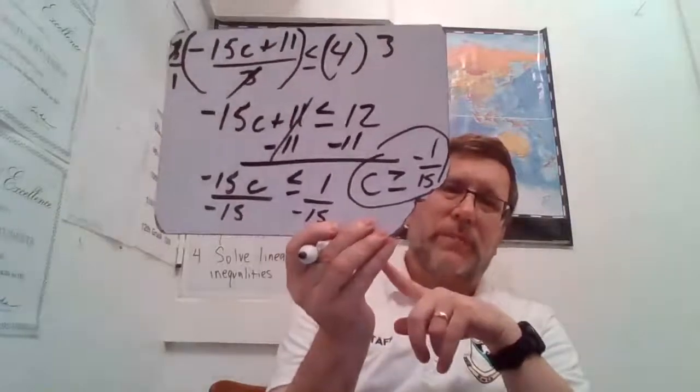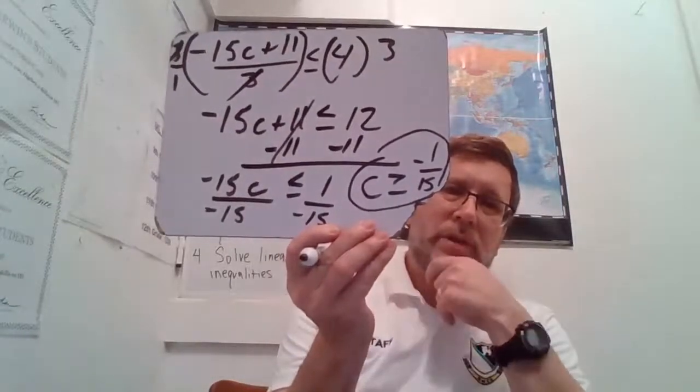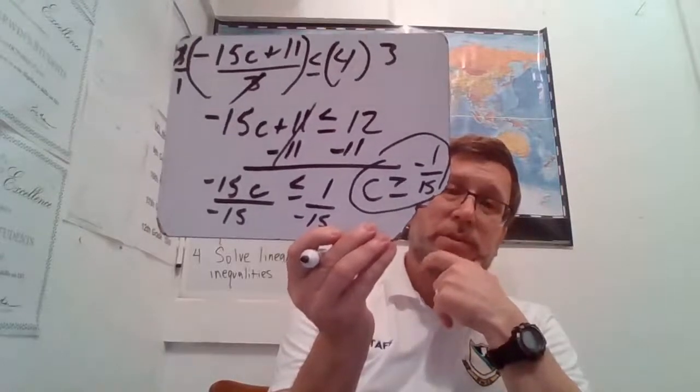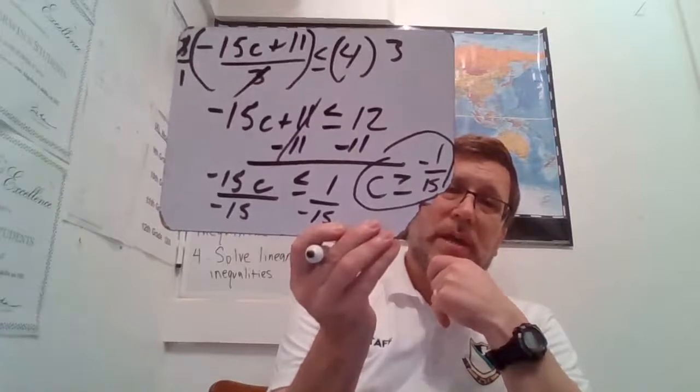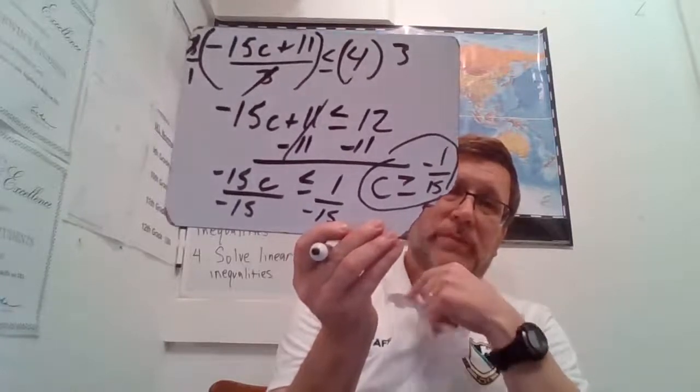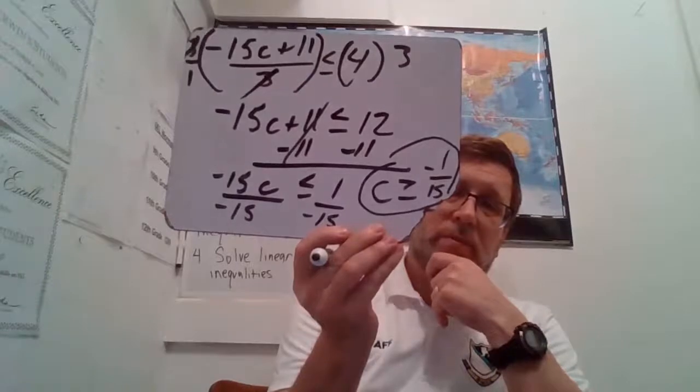If we didn't flip it, it would be C is less than or equal to negative 1 over 15. But since we did divide by a negative number, we flip the sign. C is greater than or equal to negative 1 over 15.